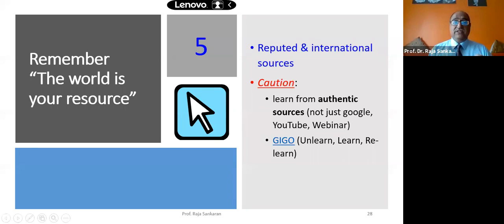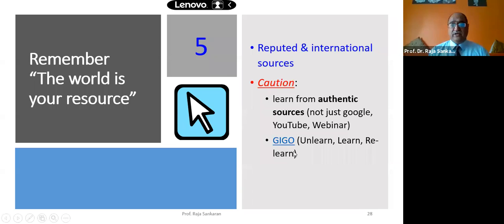So what do international sources mean? There are a lot of FDPs, webinars and so on which are being conducted. Be part of them. Even journal editors conduct these seminars, webinars and workshops. Be part of them so that you could hear not only from Indians, but also from reputed international sources as well. I would always emphasize GIGO.